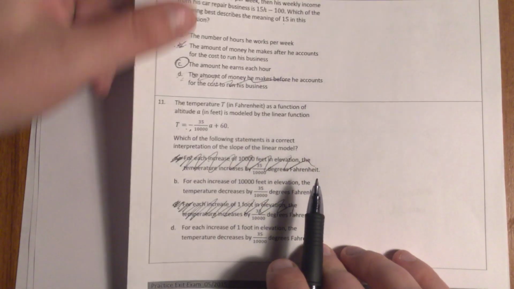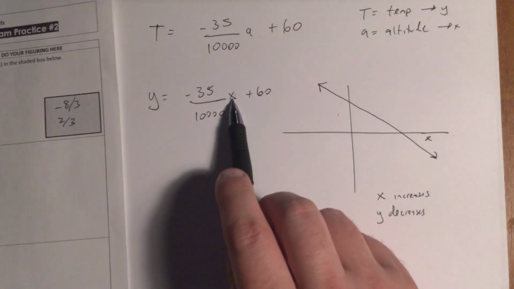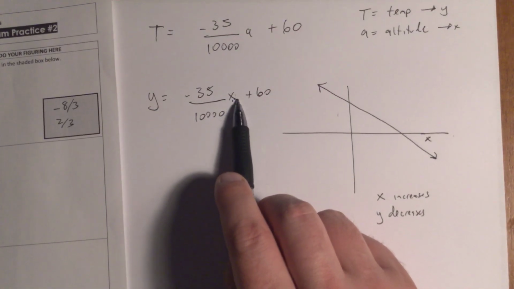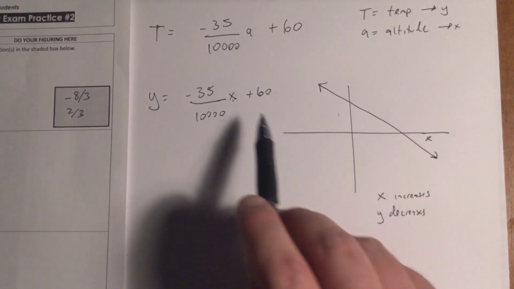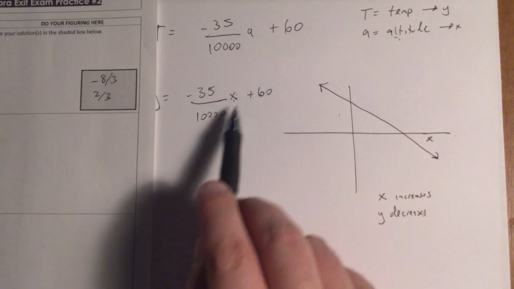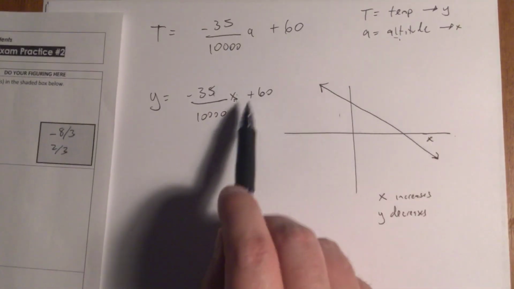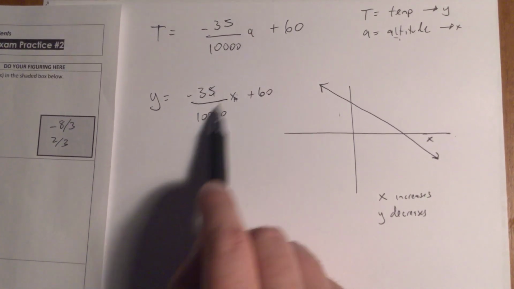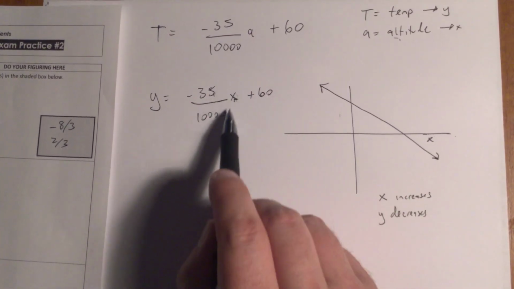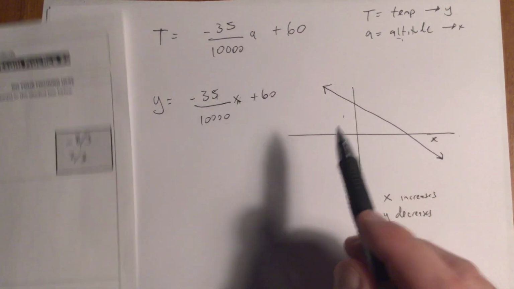So let's think about it. For every one change in x, it's going to change this much. That's what a slope means, right? As this goes over by 1, it's going to decrease by negative 35 10,000ths.